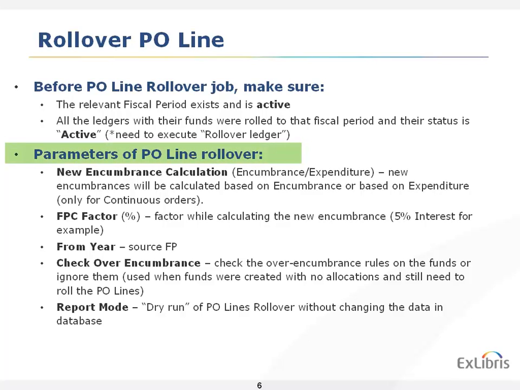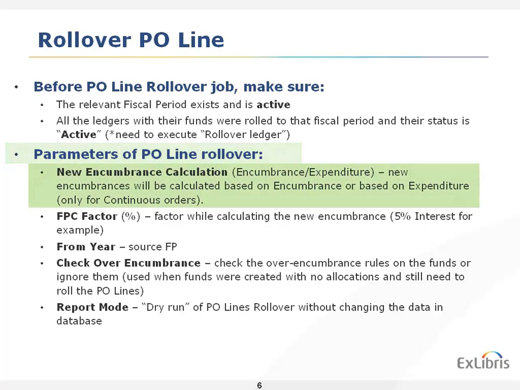Okay, executing the PO line rollover job, we use the following parameters. Same as the rollover ledger, the rollover PO line also has parameters. The first one is the new encumbrance calculation. These parameters tell the job how to calculate the new encumbrance in the next fiscal period, whether it will be based on expenditure or based on encumbrance. Please note that this parameter is relevant only for continuous and standing orders. For one-time PO lines, we use only the based-on-encumbrance option. We do not use based on expenditure.